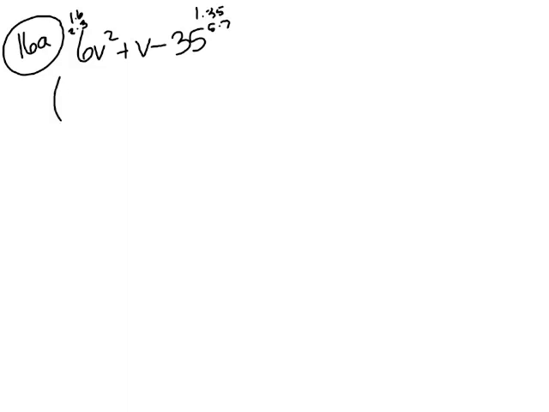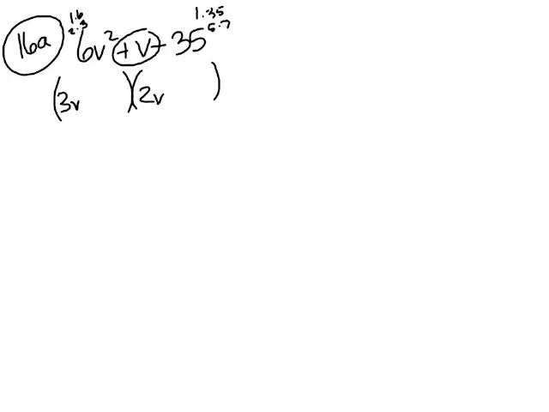Okay. So here's my brackets. So what times what will get me a 6v squared? 3v and a 2v. I can do that. What times what will get me a 35? 5 times 7. But I want to end up with how many v's in the middle? Just 1. So now I need to figure out how to make that work.